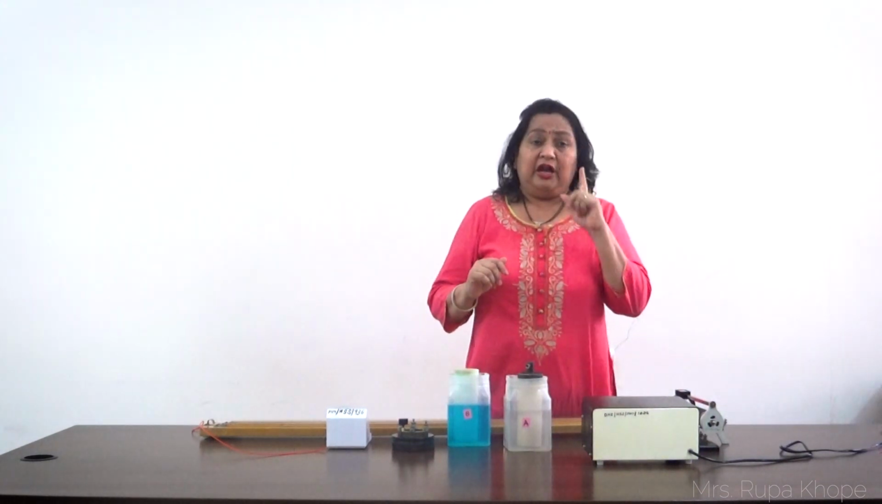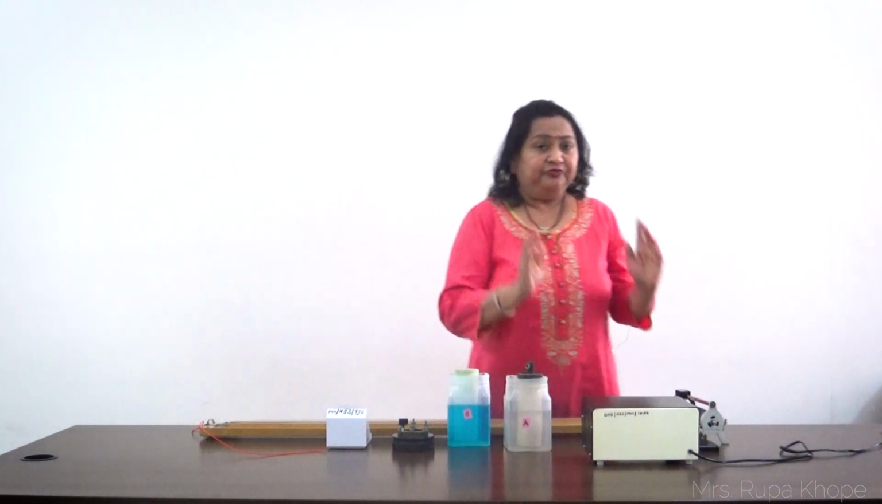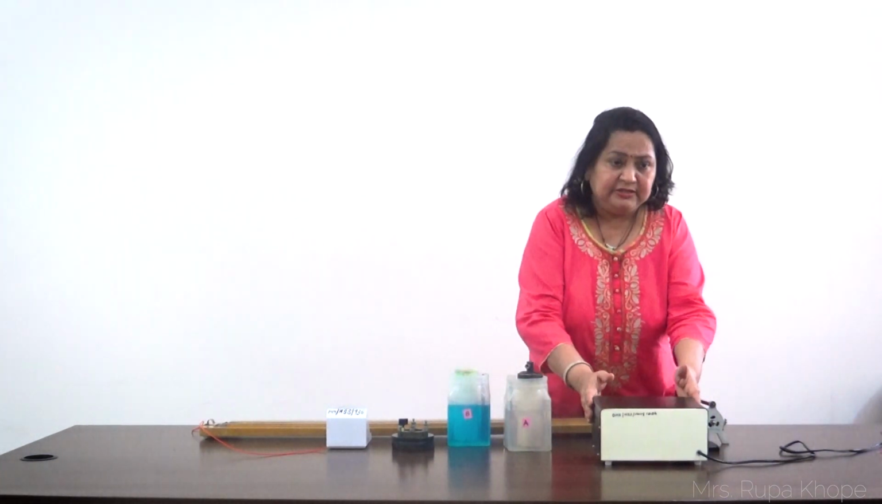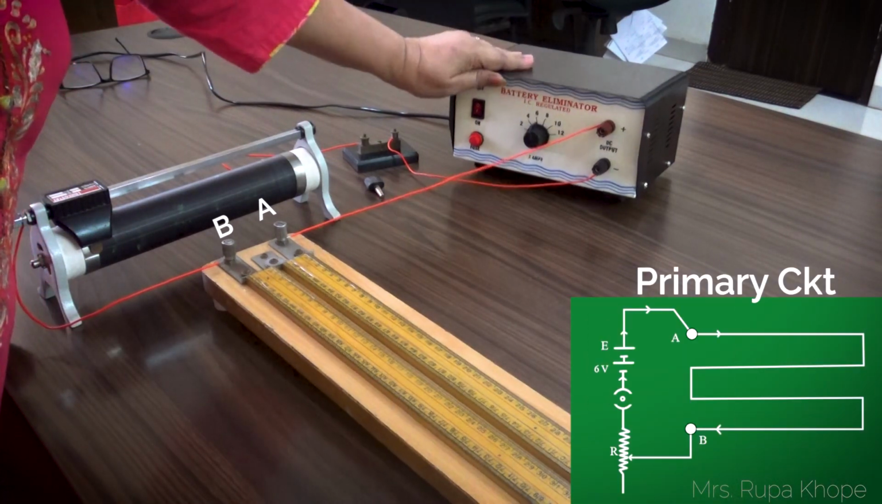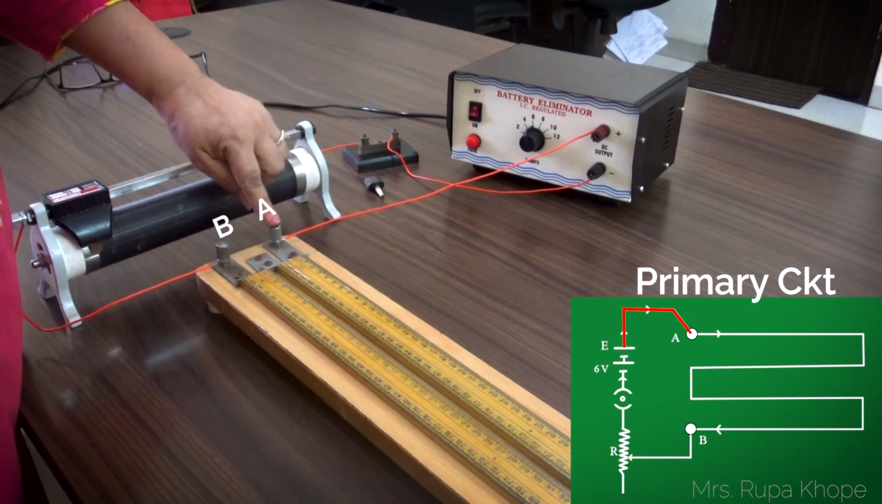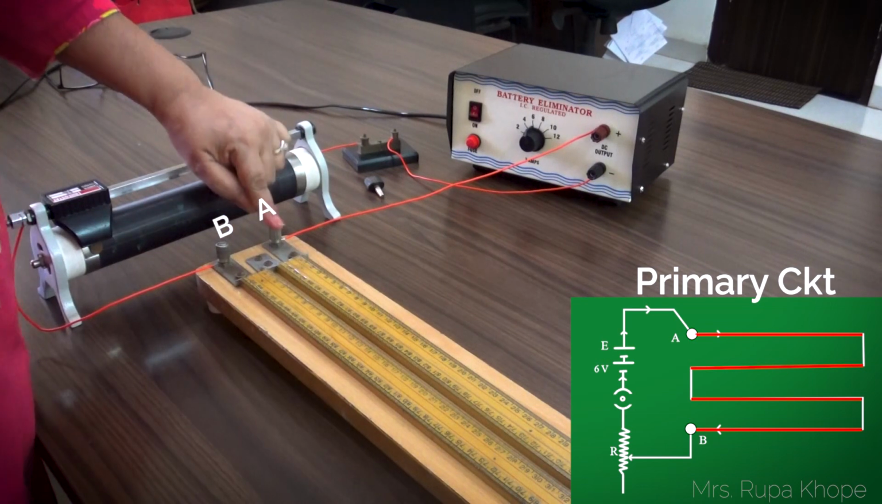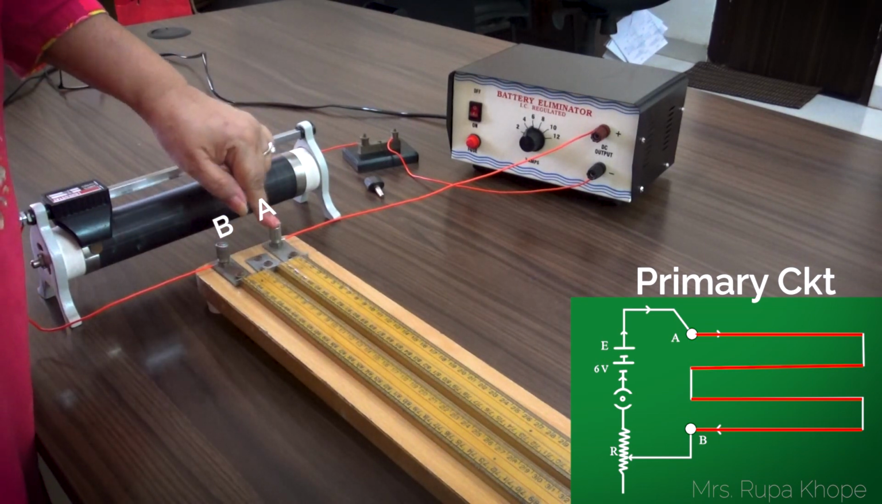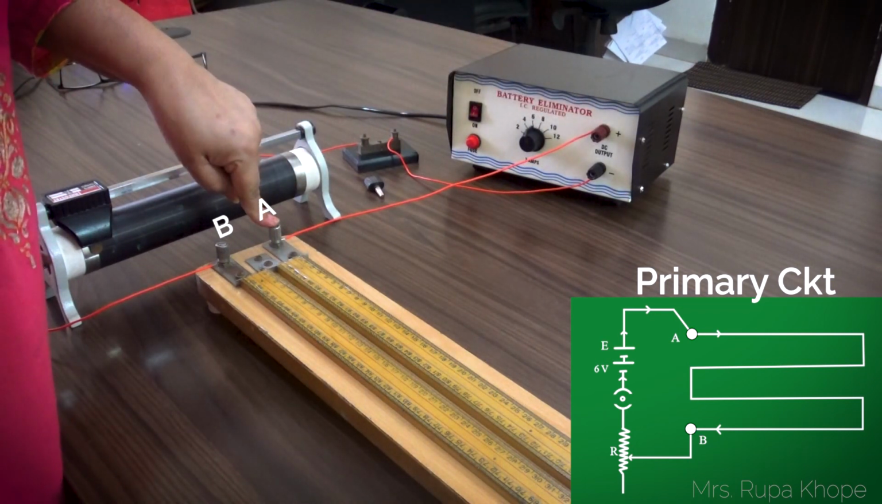Now, let's first connect the primary circuit. In the concept part, I told you there are two circuits, primary and secondary. So first we will learn the primary circuit. So we are starting the connections. This is my eliminator, you can see very well. Positive of the eliminator goes to the A point of the potentiometer. So this is a 4 meter wire. A and B are its end points. This is the binding screw. So we are connecting this to A.